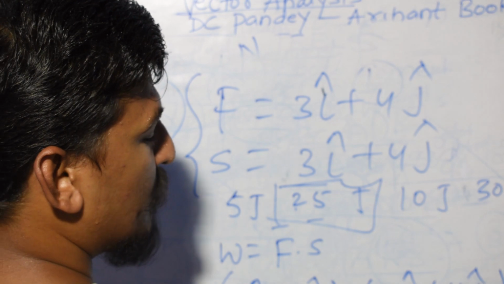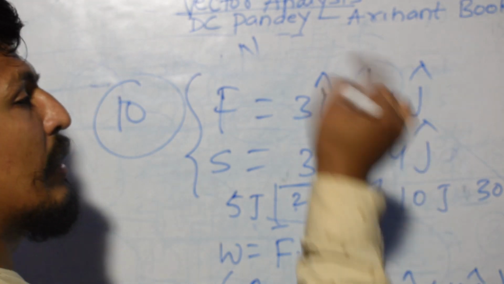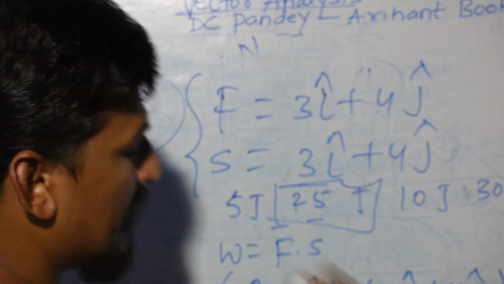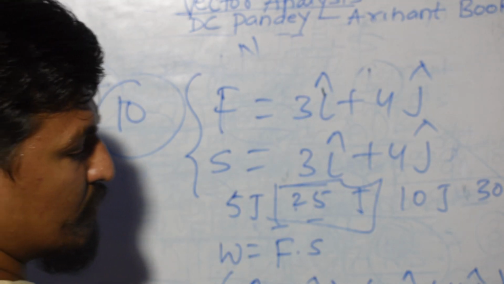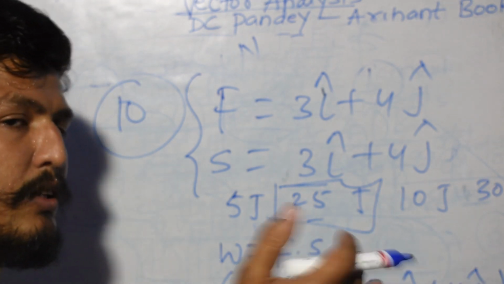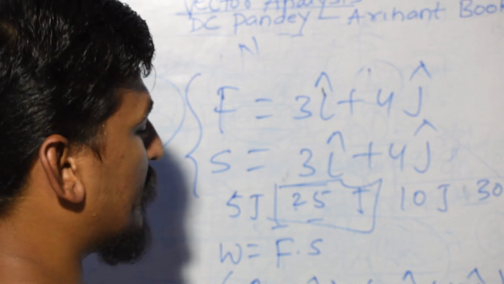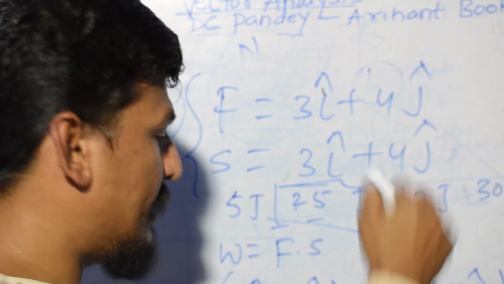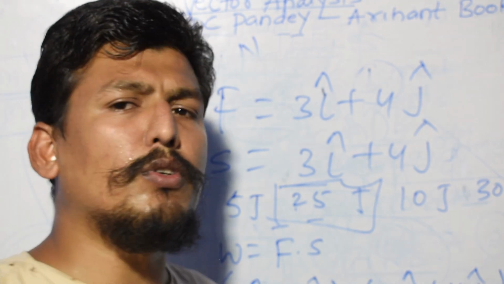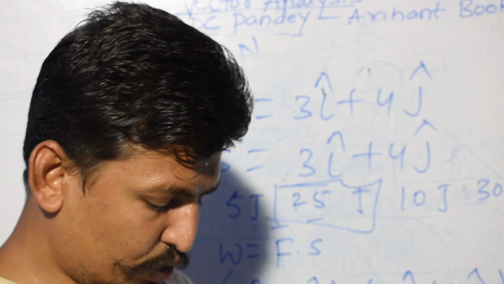This is the formula for dot product: A1 A2 plus B1 B2 plus C1 C2. What is A1? A1 is the coefficient of the first vector having component I. What is A2, B1 B2, C1 C2? All are the coefficients of I, J, K in both the vectors. A1 B1 C1 are the coefficients of I, J, K of the first vector, and A2 B2 C2 are the coefficients of the second vector, right? So this one is a good question.